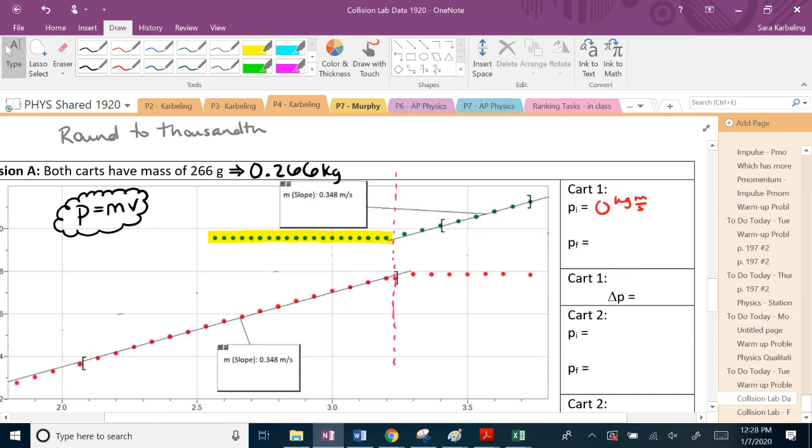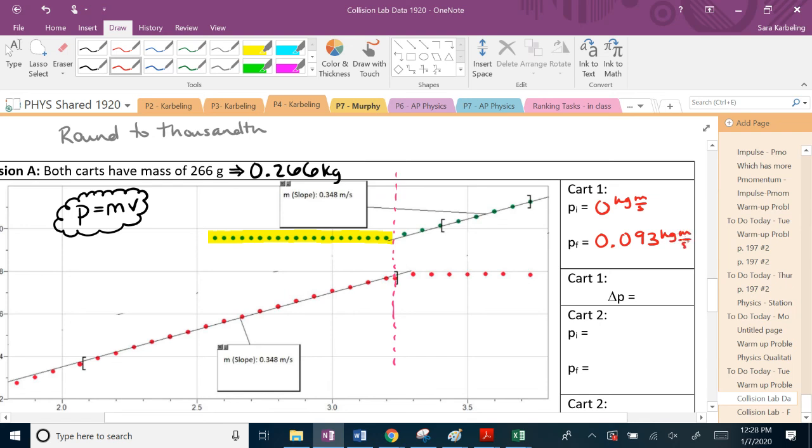What did you get for the final momentum for cart 1 in this scenario, in this collision? What'd you get? 0.0? Is it 0.09? Yeah. Okay, yeah. So I thought there was another 0. I just want to make sure. It's a little number, 0.0926. I'm going to round to the 1,000th now that we got that extra decimal there and say 0.093. Is that okay? Yeah, is that okay?